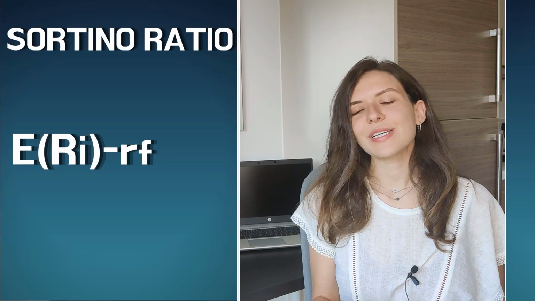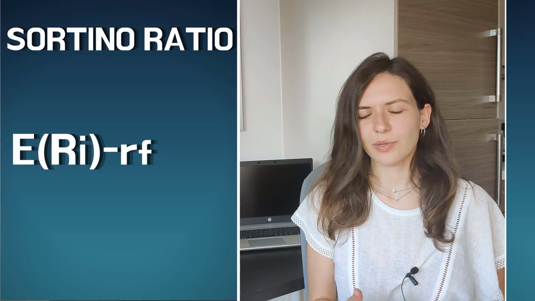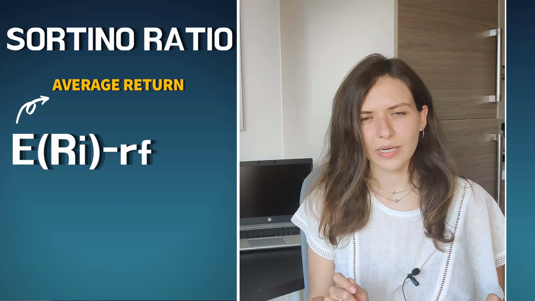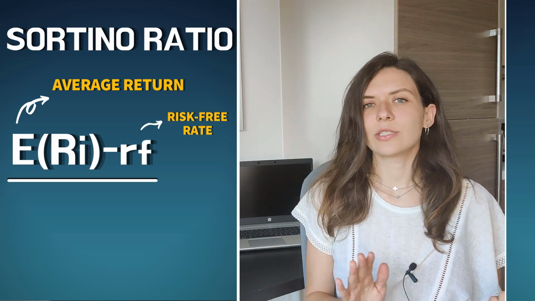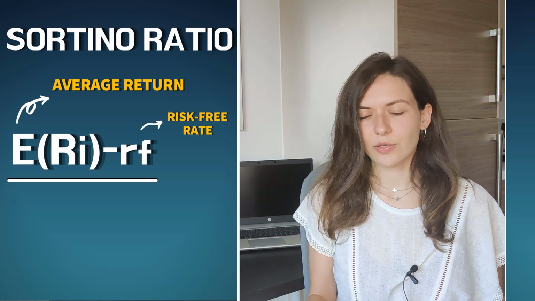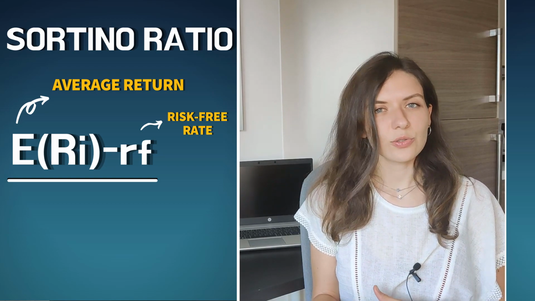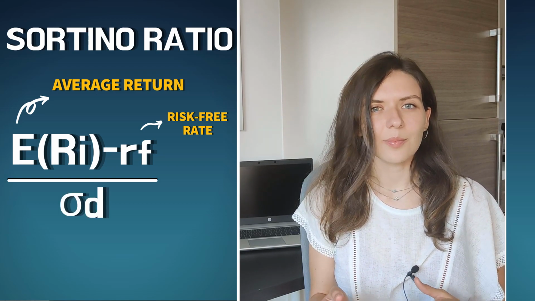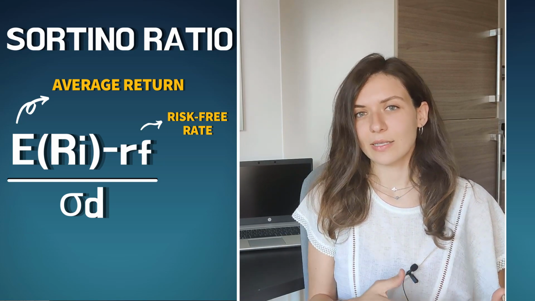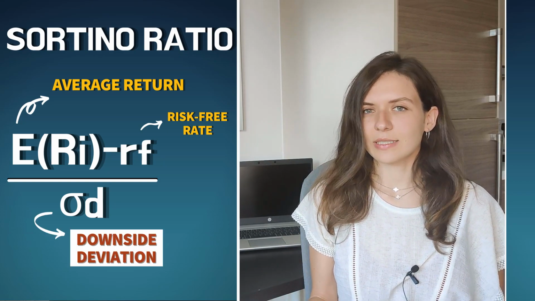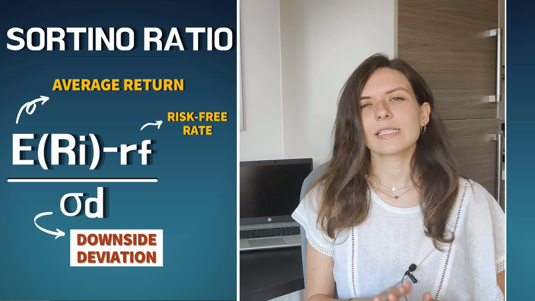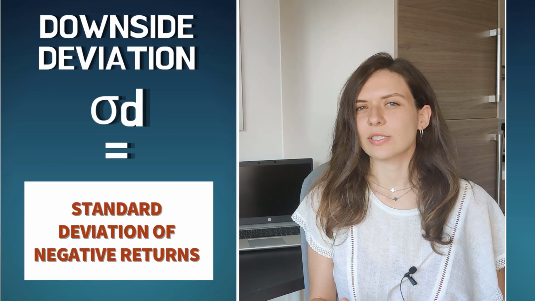The Sortino ratio is a very similar metric to the Sharpe ratio. They have exactly the same numerator, but the difference is that with the Sharpe ratio, we divide by the standard deviation of the fund. Instead, in the Sortino ratio, we use another type of measurement of risk at the denominator, and that is the downside deviation. The downside deviation is the standard deviation of negative returns only.